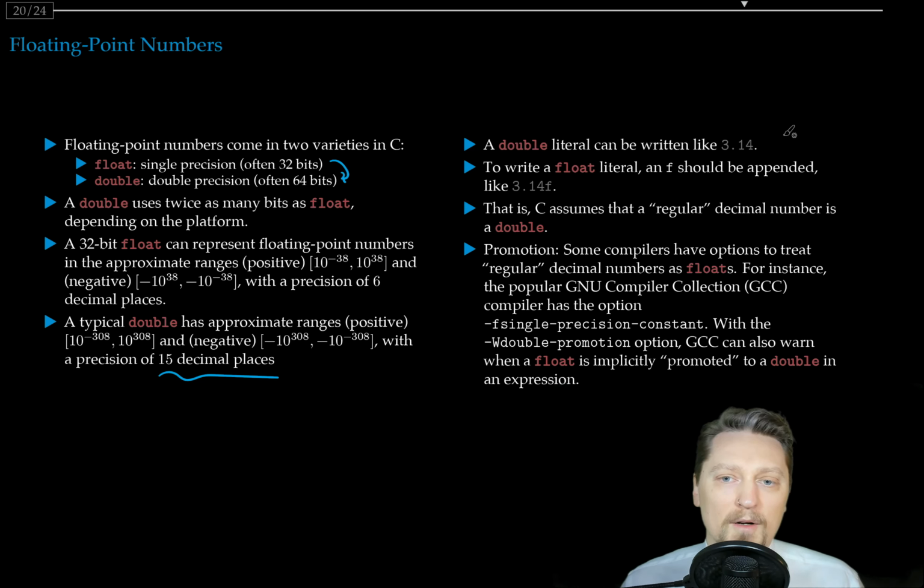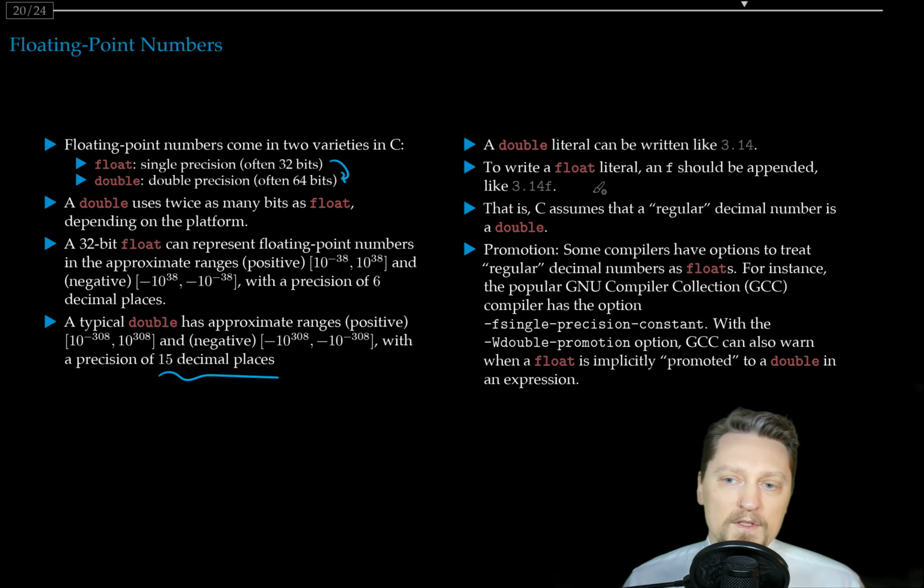A double literal can be written like 3.14, as we would normally write out a regular decimal number. To write a float literal, an F should be appended, 3.14F. That is, C assumes that a regular decimal number, like 3.14, is a double. So when you write a literal 3.14, you're making a double literal, unless you put an F at the end to signify that it is supposed to be a float.